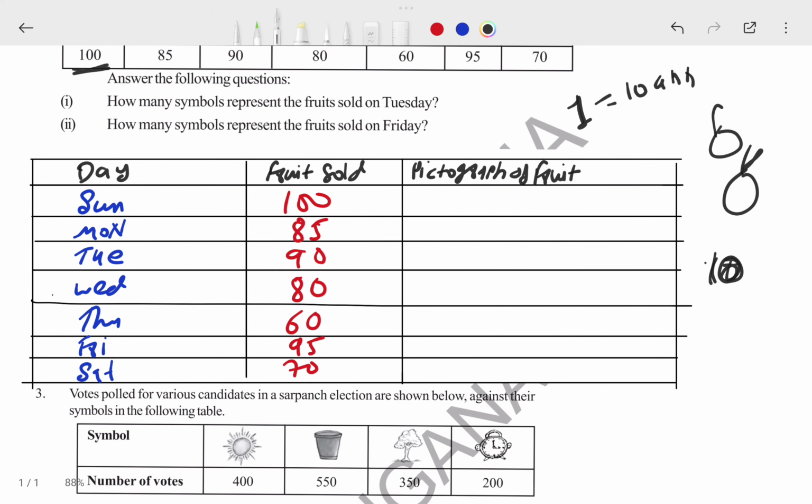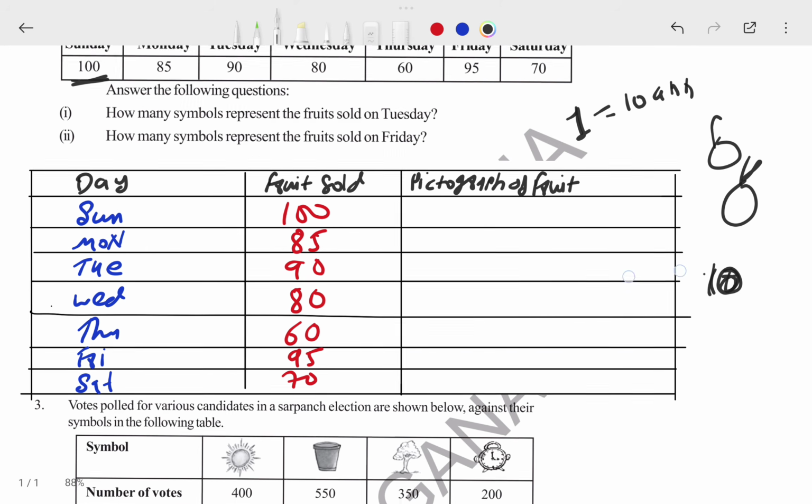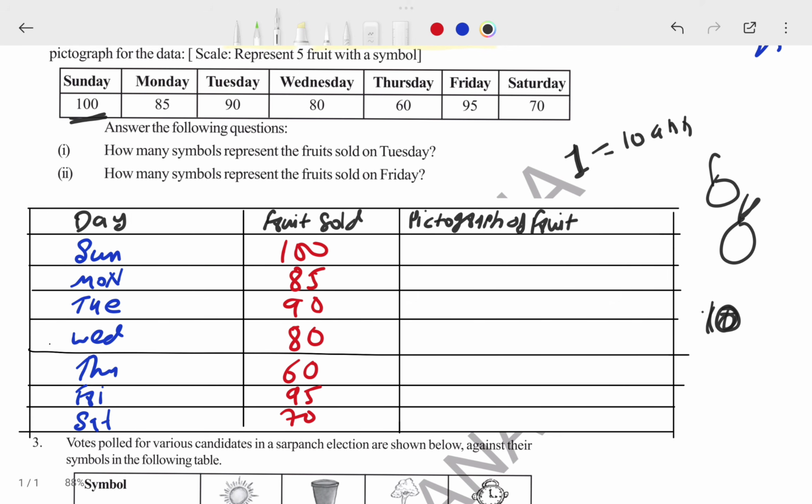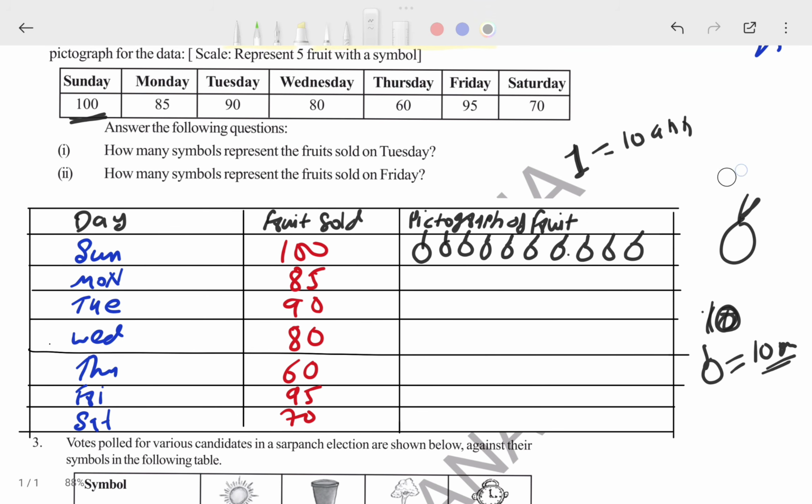Okay, now if I create one symbol equal to 10 apples, this is one apple picture. Let's suppose this is 2, this is 3, this is 4, this is 5, this is 6, this is 7, this is 8, this is 9, this is 10. It means that one apple picture is equal to 10 apples. So here I created 10 apple pictures. It means 10, 20, 30, 40, 50, 60, 70, 80, 90 and 100. So this is equal to 100. Generally we cannot create 100 pictures of apples.